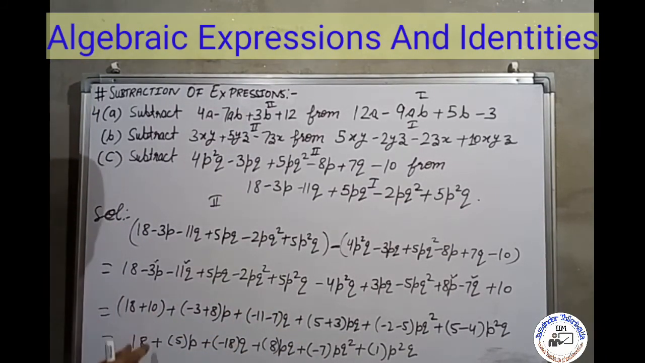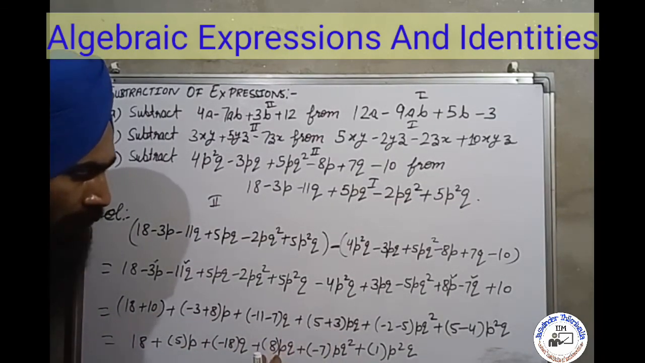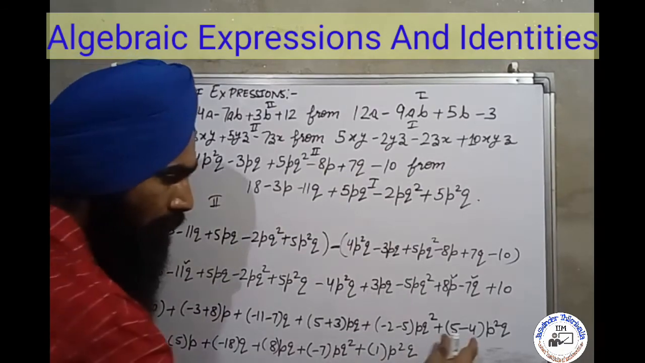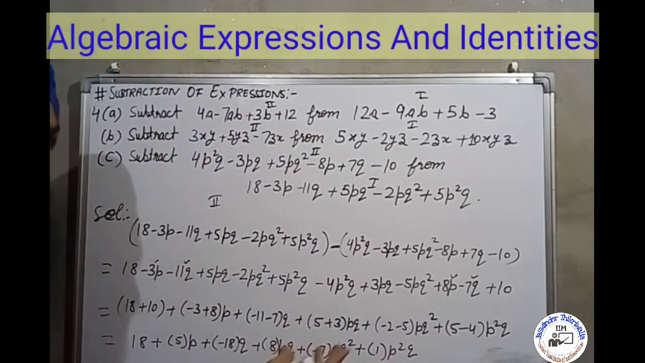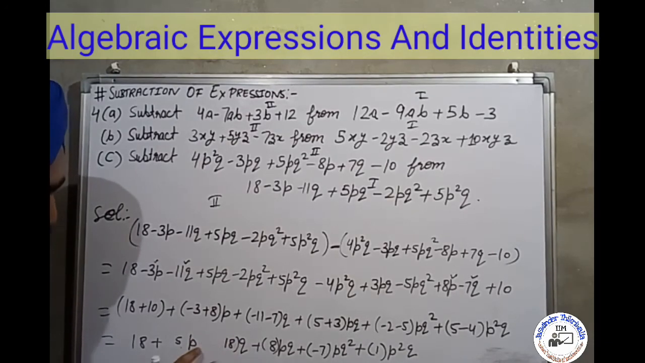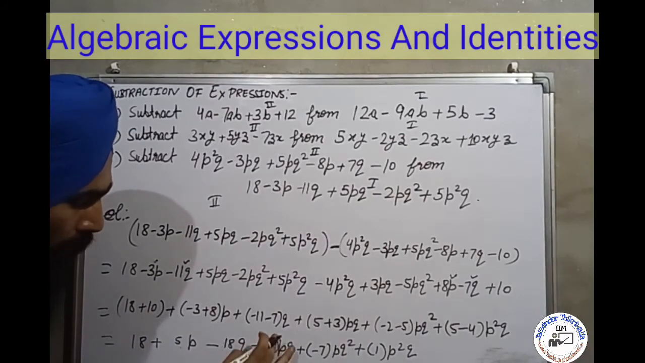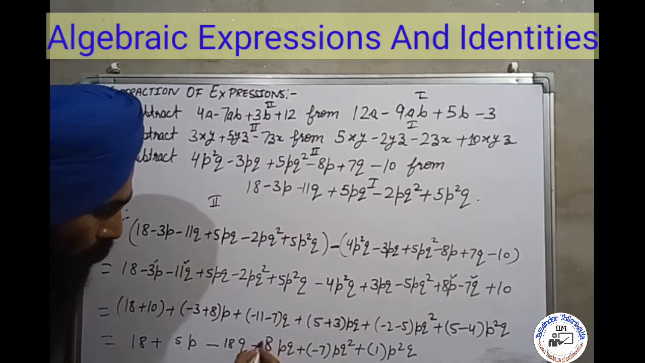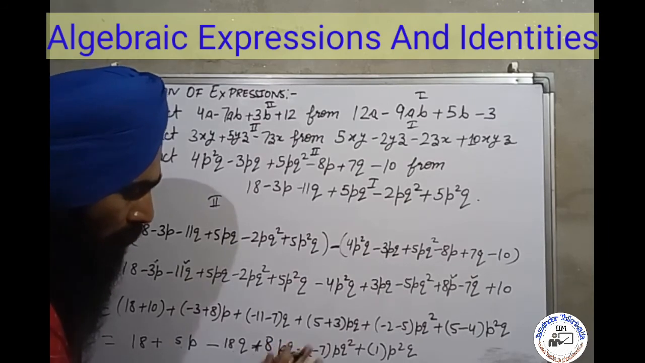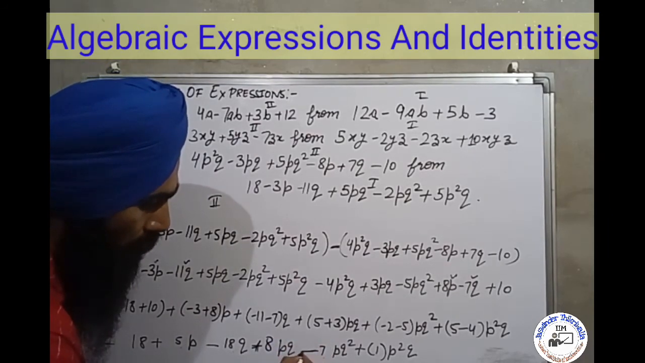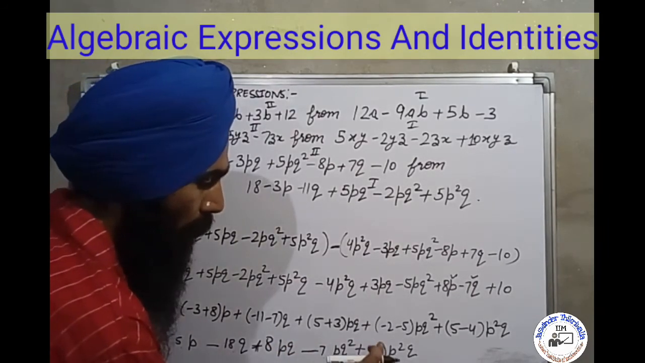Now check the result of this: 18, the result is 5, this result is minus 18, this result is 8, this result is minus 7, this result is 1. Now change the symbol and write the coefficients properly. Here 18, then 5p, remove this bracket. Then this is minus 18 q square. Here both are plus, so plus 8pq. Then here plus minus, so minus 7pq, and here 1 only, 1 p square.